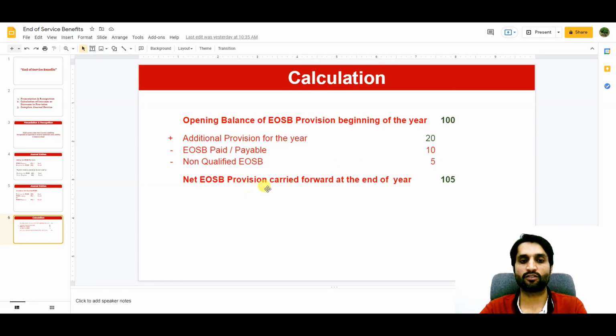So net end of service provision carried forward at the end of the year will be 105, like 100 plus 20 minus 10 minus 5, it will be 105. This is what you need to show in the notes to the accounts when you are going to prepare the financial statements for the owners.